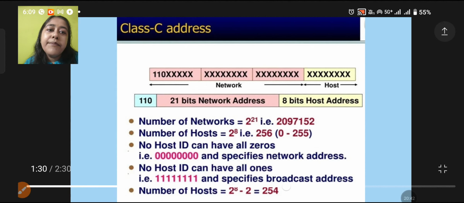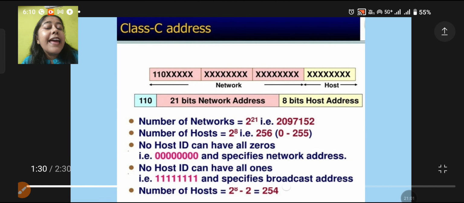So now class C. C is about the same thing, network and host. You can see 110 is the starting bit, then 21 bits for the network address and 8 bits for the host address. The number of networks is 2 to the power 21, that is 2097152. The number of hosts is 2 to the power 8, that is 256, 0 to 255.